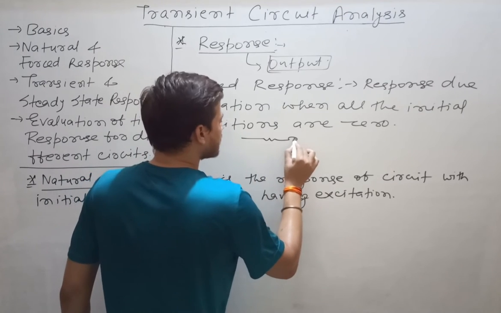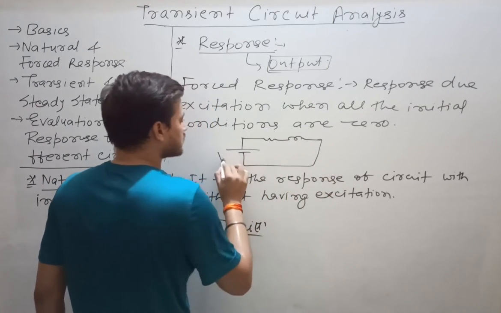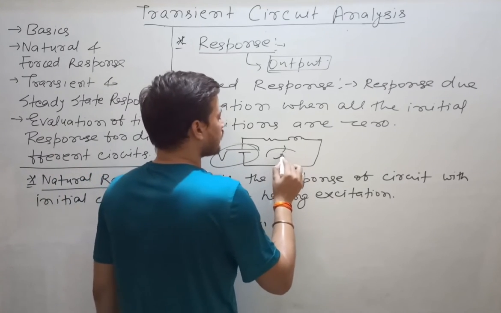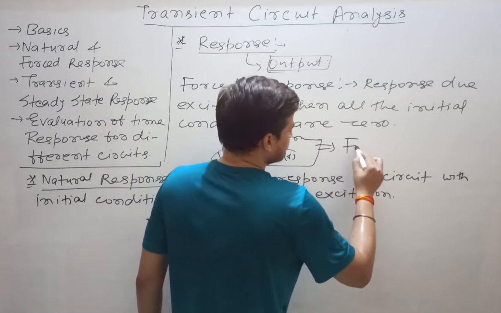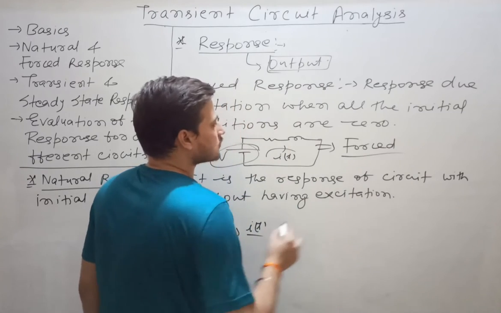Now here they are saying you to take the circuit like this, and you are connecting a voltage source, an external voltage source. This is the excitation. Now here the waveform of current i(t) will be called forced response.